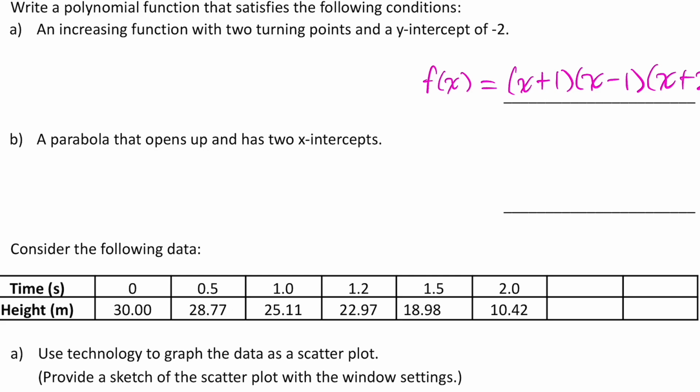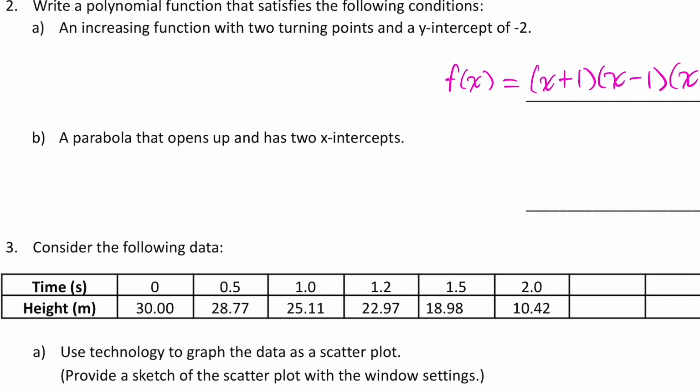A parabola that opens. Oh, okay. Also, I'll just mention quickly. Increasing just means that it has to be positive, right? It has to go from the third quadrant up to the first quadrant. It's not going like this. That's all. A parabola opens up and has two x-intercepts.